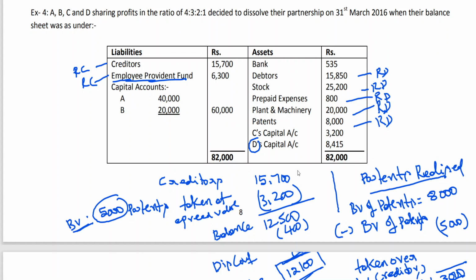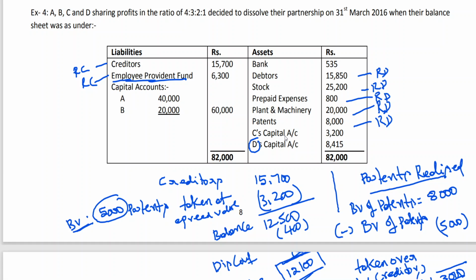So after preparing the realization account, for rule number 1, last class we have seen, I told you we will be following the Garner versus Murray rule. Rule number 1: solvent partners should bring their share of realization loss in cash. Even the partner whose capital account is showing debit balance also has to bring the realization loss in cash. But the deficiency of the insolvent partner won't be transferred to the partner whose capital account is showing debit balance.